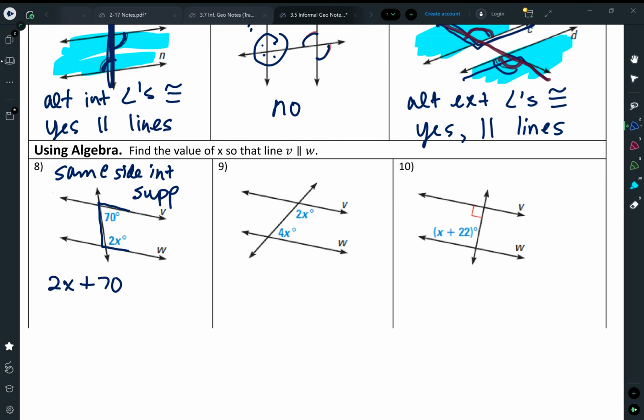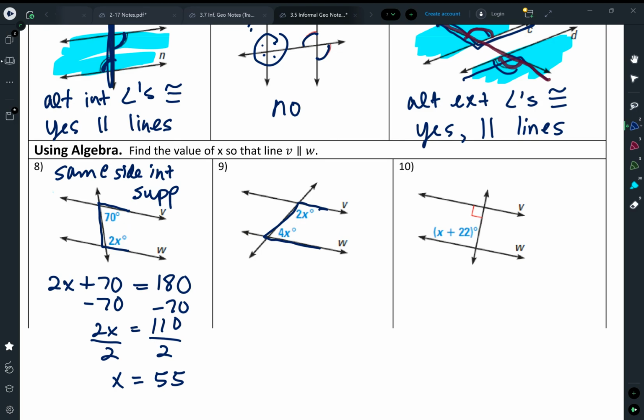So 2x plus 70 equals 180. And then we want to solve. Subtract 70 on both sides and then divide both sides by 2. And x is equal to 55. Same thing on the next one. We have that C shape. We have same side interior again, which are supplementary.